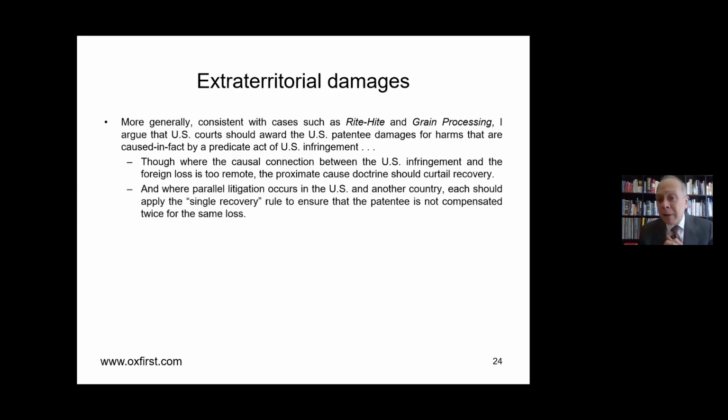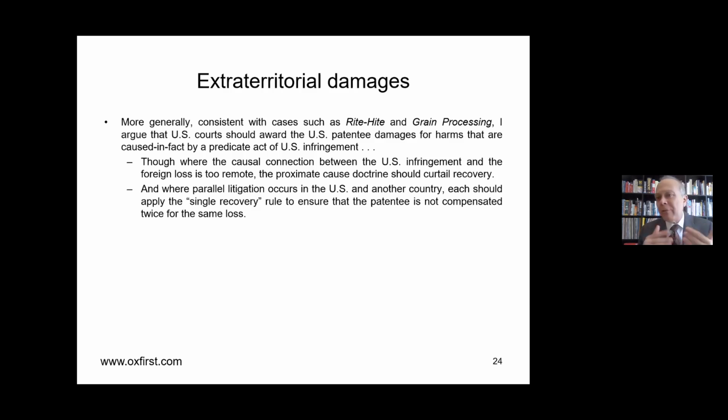Similarly, if there is parallel litigation in the US and another country, then I would expect whichever country decides the litigation second to apply what is called the single recovery rule. It's a fairly general principle of law found not only in the US, but in other countries as well, to ensure that the patentee is not compensated twice for the same loss.